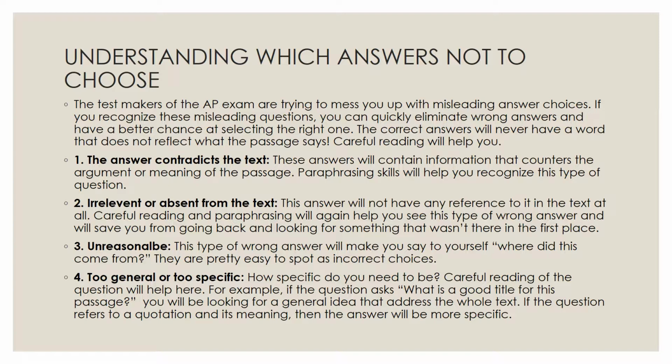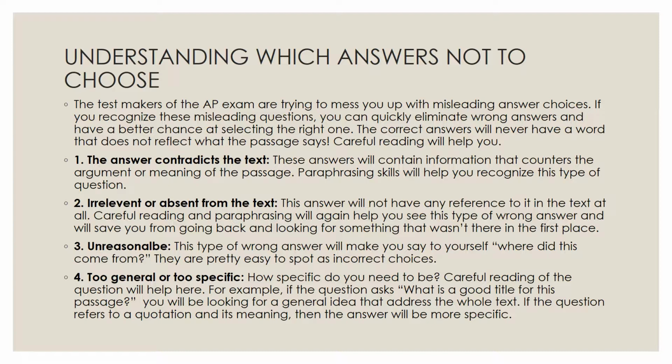So these types of answers are incorrect. Okay, the answer contradicts the text. These answers will contain information that counters the argument or meaning of the passage. Paraphrasing skills will help you recognize this type of question. Irrelevant or absent from the text. This answer will not have any reference to it in the text at all. Careful reading and paraphrasing will again help you to see this type of wrong answer and will save you from going back and looking for something that wasn't there in the first place.